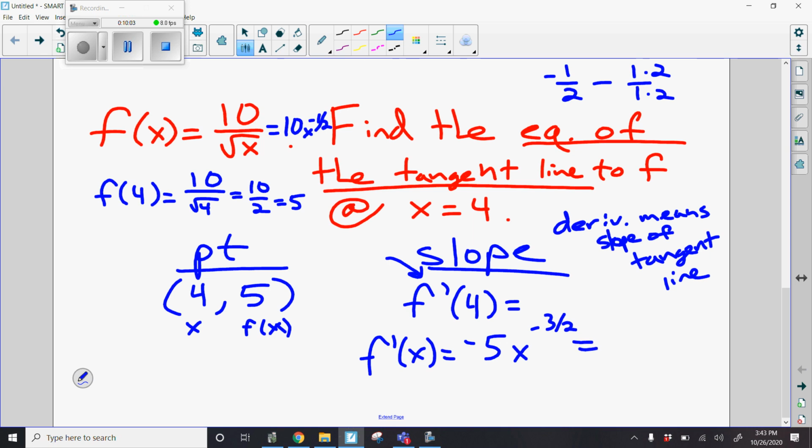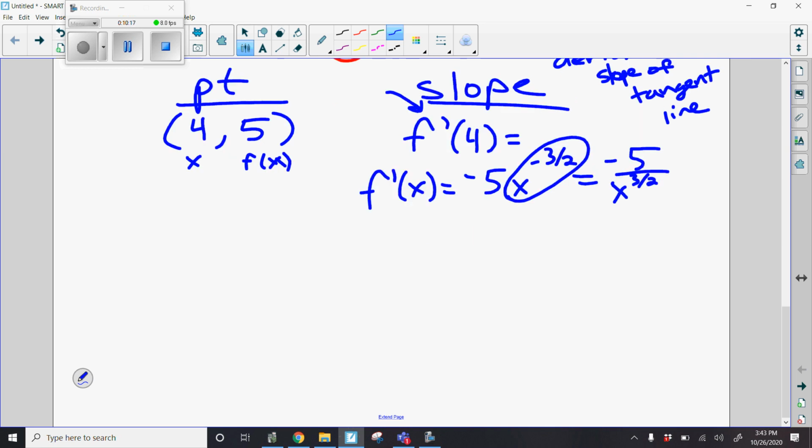So let's just take, right, this x is to a negative power. I'm just going to move it into the denominator, leaving negative 5 on top. And I'm going to call it x to the positive 3 halves. And I'm going to make one more rewrite. I'm going to call this negative 5 over, again, this is the type of root, so it's the square root of x cubed. Okay. So I'm going to take the time to do that rewrite before I find f prime of 4, because now finding f prime of 4 should be very simple.